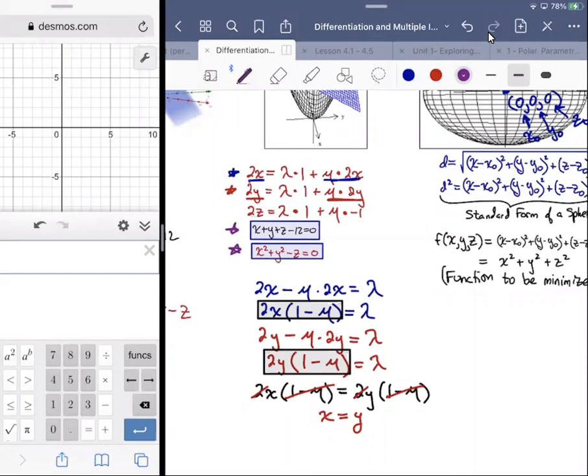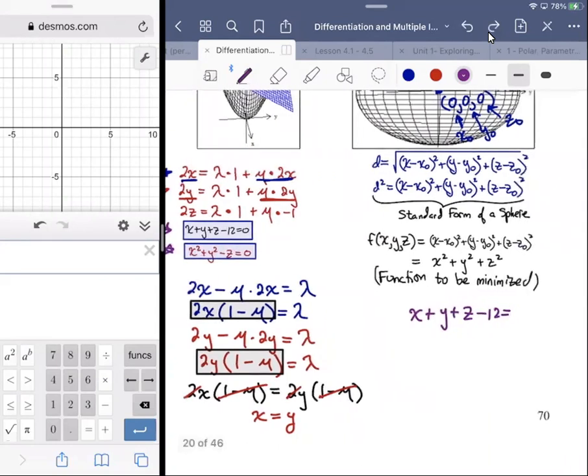So I have x plus y plus z minus 12 equal to 0. Now I know that x and y are the same thing, so I can now say x plus x plus z minus 12 equals 0. So that gives me z is equal to 12 minus 2x.